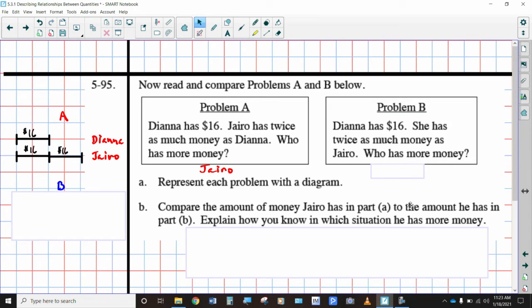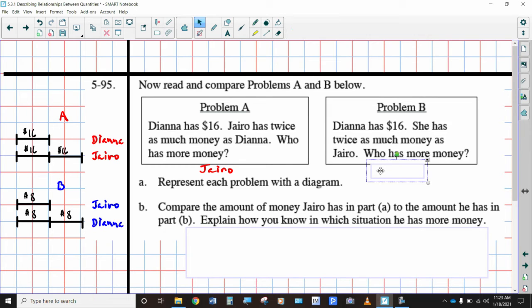In problem B, it says that Diana has $16 and she has twice as much as Hiro. So the diagram that would fit for this situation would be, here's Diana on the bottom, right? 8 and 8 make 16, and Hiro has half as much, so he would have 8. And so in this situation, we've got a Diana that has more money. So compare the amount of money that Hiro has in part A to the amount that he has in part B. Explain how you know in which situation he has more money.